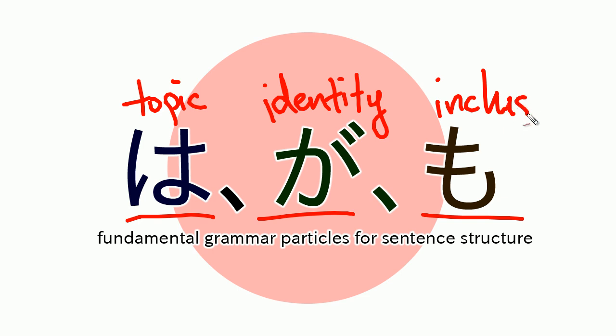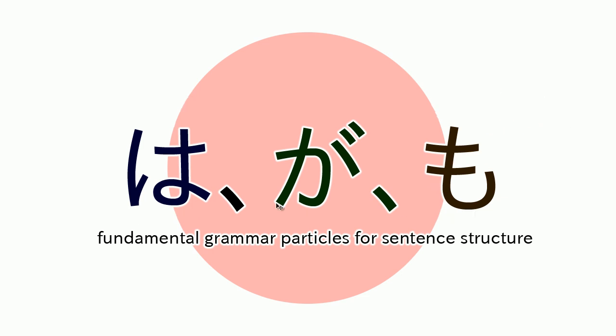Now, these three particles are essential to Japanese sentence structure, as you will see them in almost every single Japanese sentence. So these are very important, and you must learn them very early on. However, the wa and the ga particles are among the hardest grammar particles to learn. This is a hassle, but I assure you it's not that hard. So now, why don't we start with the first particle, and that is the wa particle.